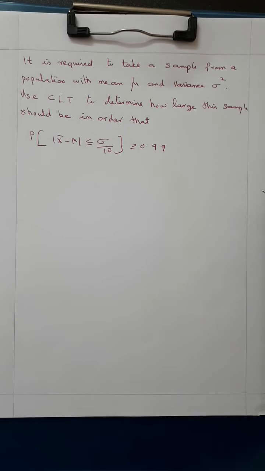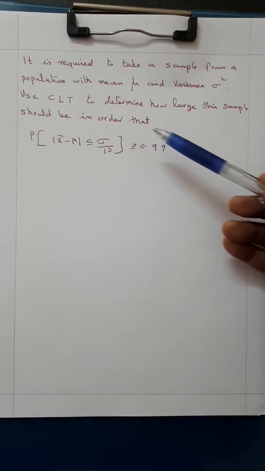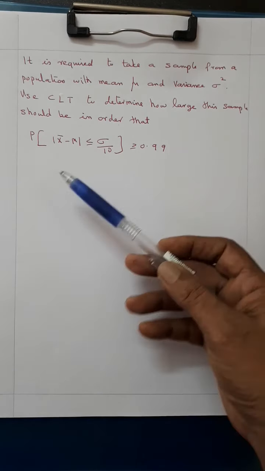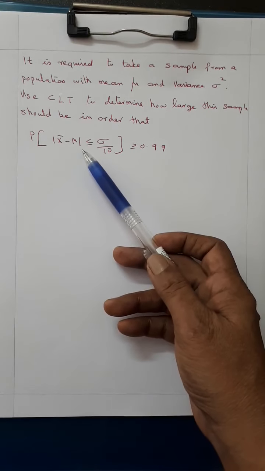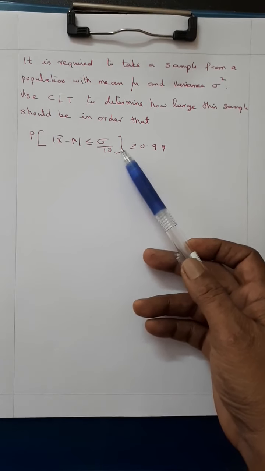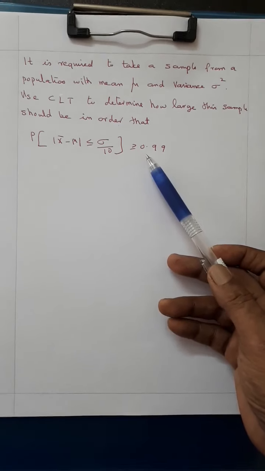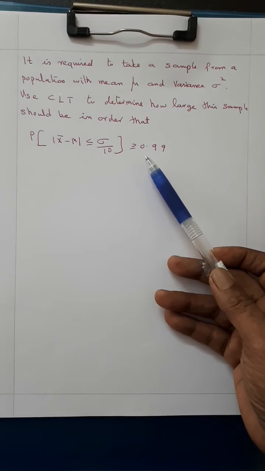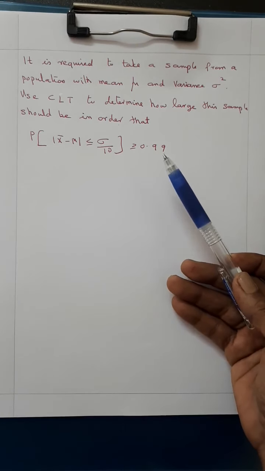It is required to take a sample from a population with mean mu and variance sigma square. Use the central limit theorem to determine how large this sample should be in order that the probability of mod x bar minus mu less than or equal to sigma by 10 is greater than or equal to 0.99.